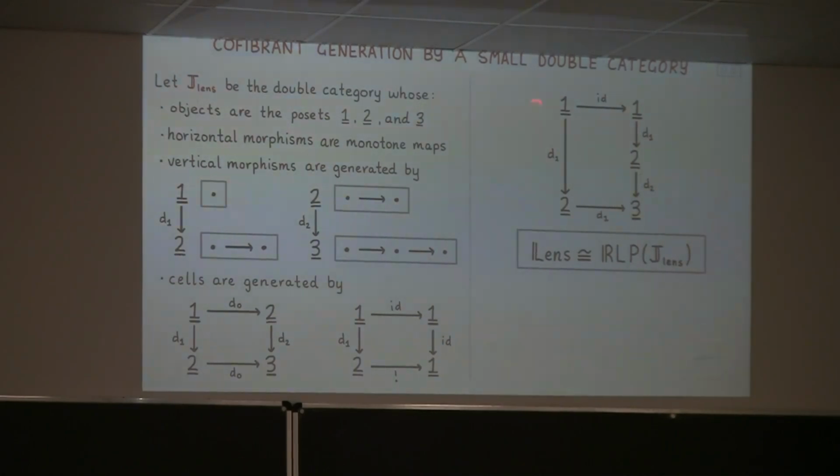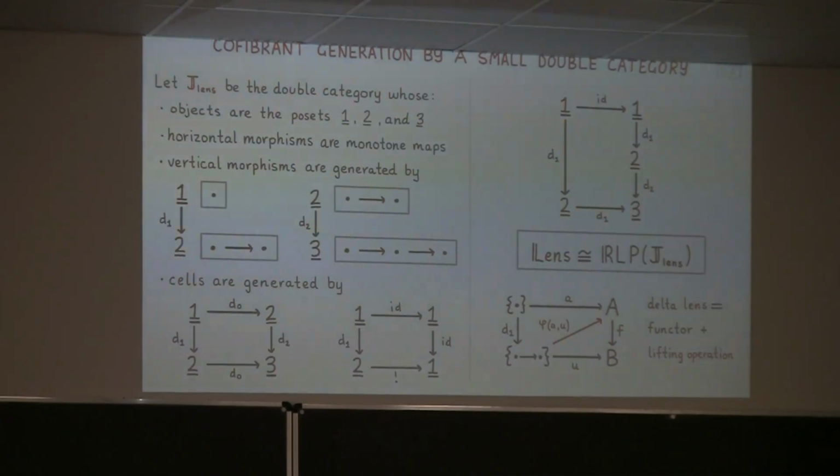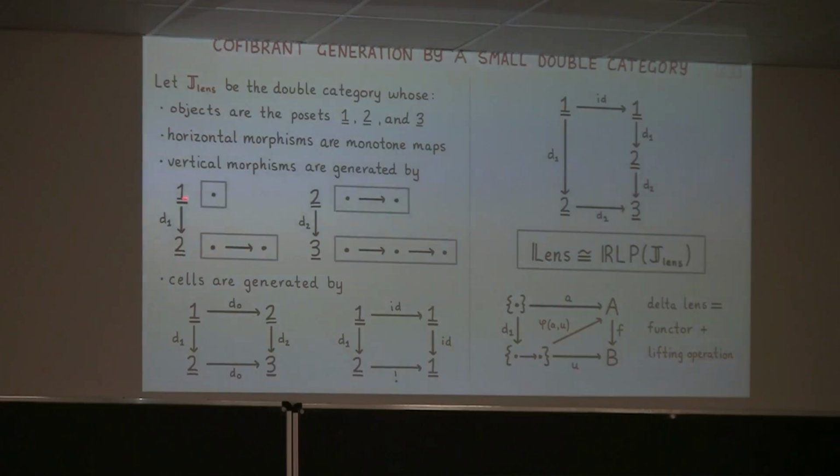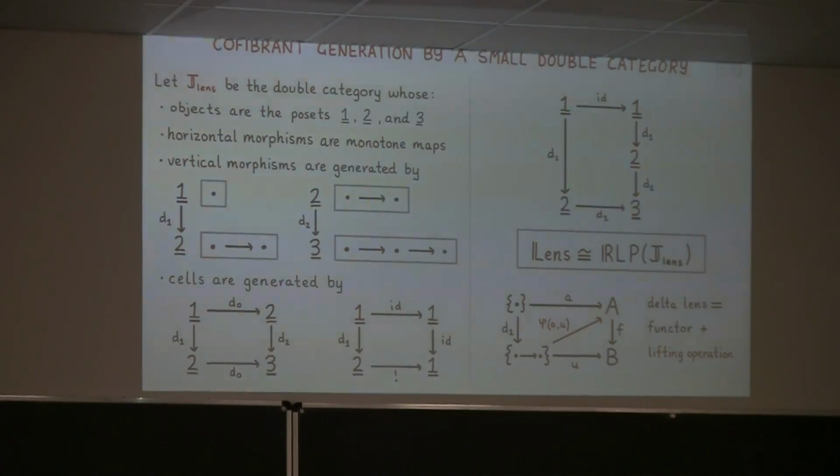Okay? So what we can say is that this double category of lenses that I introduced is precisely this double category right lifting instruction against this very small double category J lens. So the idea is that the delta lens is precisely a functor, so a vertical morphism in Cat, equipped with a lifting operation against every vertical morphism in this double category here. So a lifting operation against this one. It's a choice of a lift A_U for every U, such that this outer square commutes, which makes these small triangles commute. And so these extra cells of this double category are really a way of encoding the axioms placed on this lifting operation.